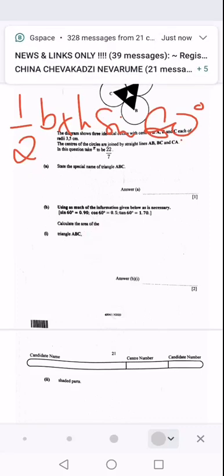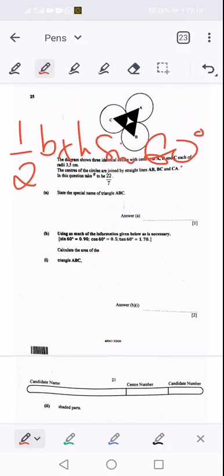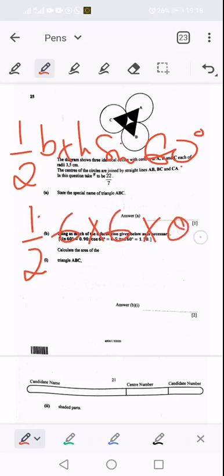Ndaziva sei kuti it's sine 60. Ndo formula triangle, okay? So inenge yakuita say, yeah, it's triangle again. Half base, it's what? Calculate the area of the triangle. So base it's what? It's just 6 times 6, then times sine 60 is 0,9.